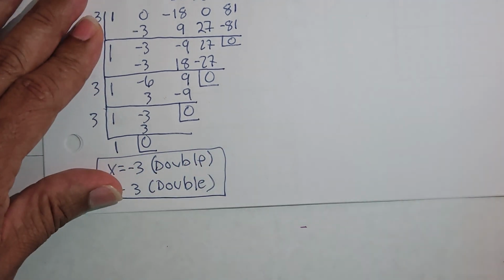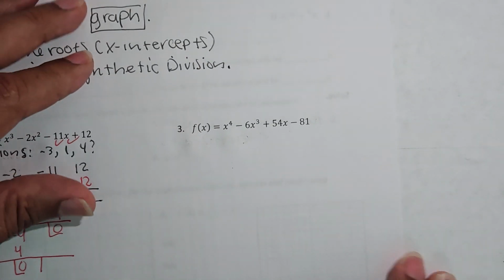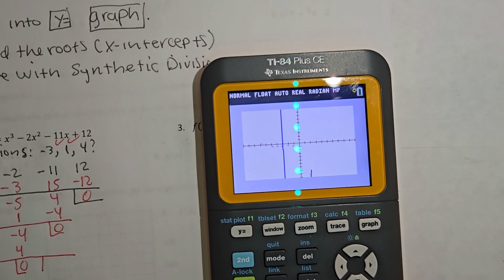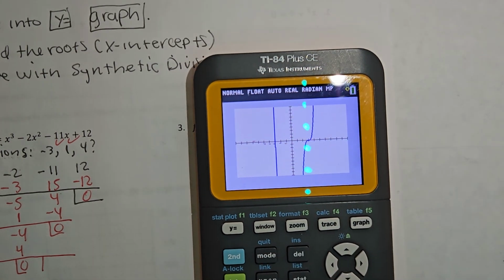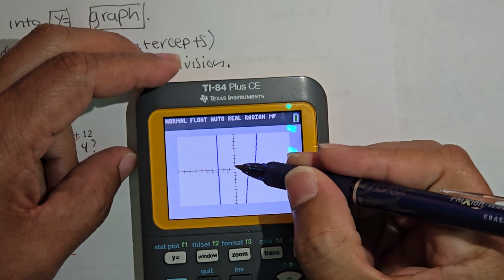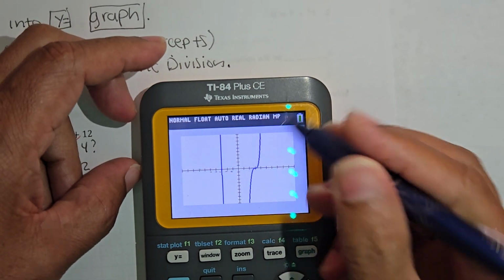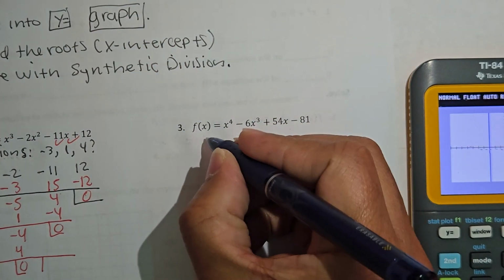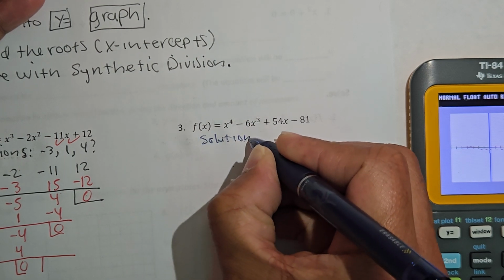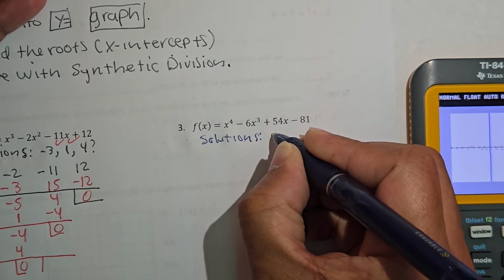All right, let's move on to example number 3. So for this one, again, let's graph it. I have entered the equation in y equals, and then I'm graphing. So I see from the calculator, x seems to be equal to negative 3 is one solution. So for now, we see solutions. One of them is x is negative 3.